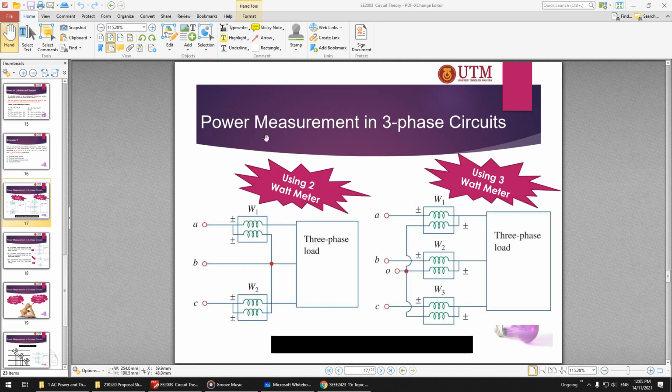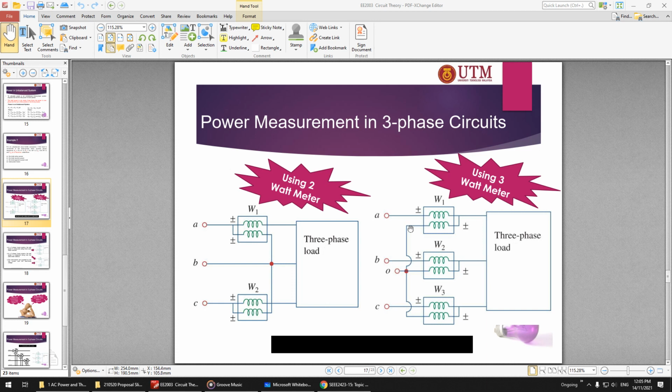This is a new topic. Okay, power measurement in three-phase circuit. This one falls under chapter 1. In the CI it's not available, but actually this is an important topic, so you have to learn about it.